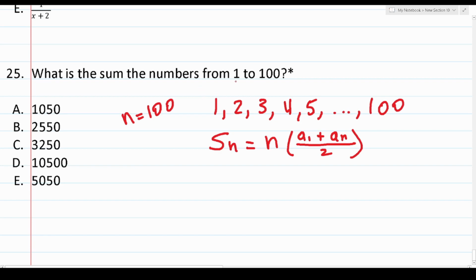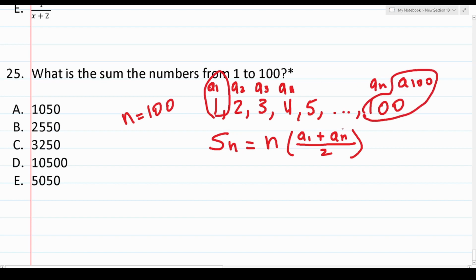Okay, so you might be saying, what is a to the 1? Well, a to the 1 is the first term in the sequence. So this is a to the 1. That makes this a to the 2. That makes this a to the 3, a to the 4. And this is a to the n, which we also know is a to the 100. Okay, so we have our a to the 1 and we have our a to the n, or 100. Let's plug them into this formula and solve, and we'll have the sum of the terms from 1 to 100.